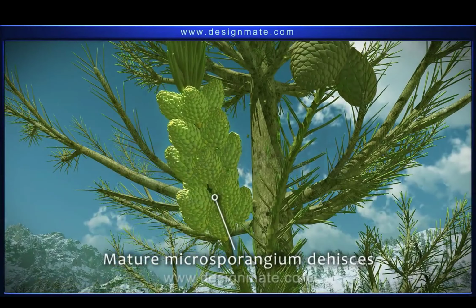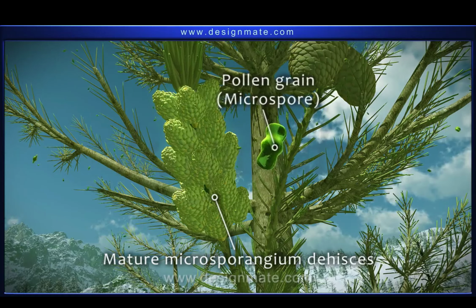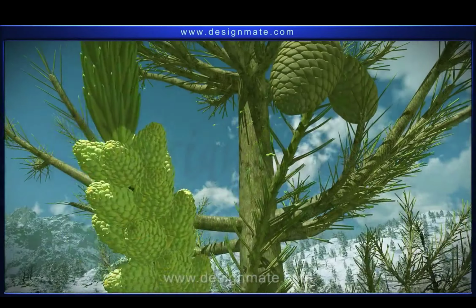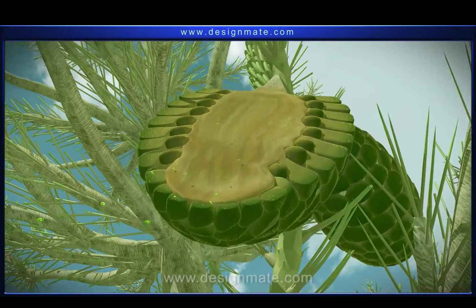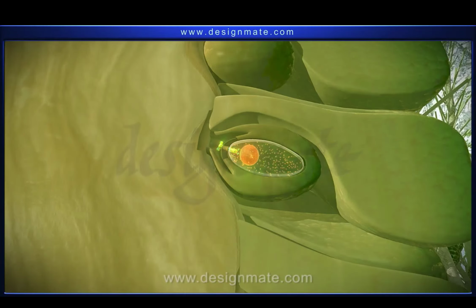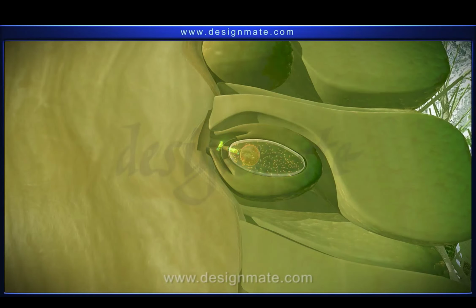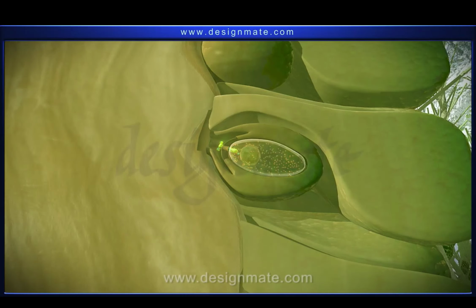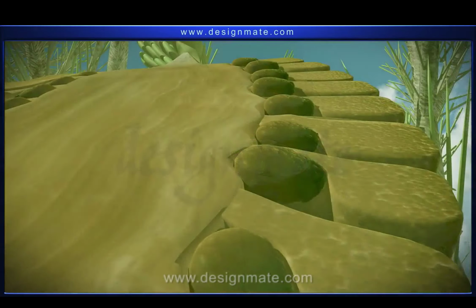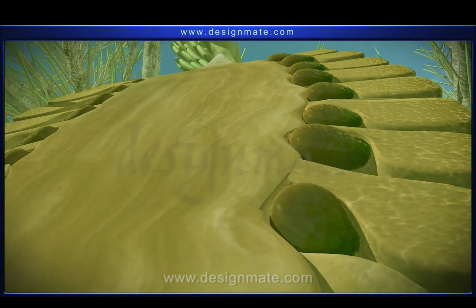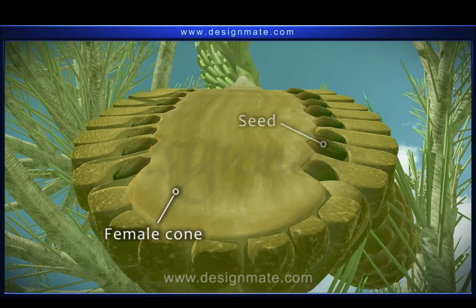Mature microsporangium dehisces and releases pollen grains or microspores. These microspores are pollinated by wind. The microspores form the male gametes, which after pollination fertilize the egg cell in the ovule to form diploid zygote. The zygote then develops into seed, which lie naked in the female cone.